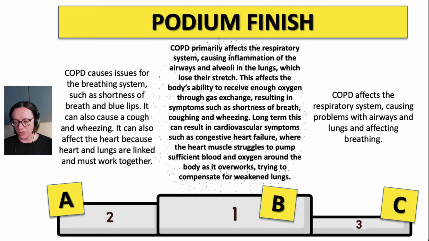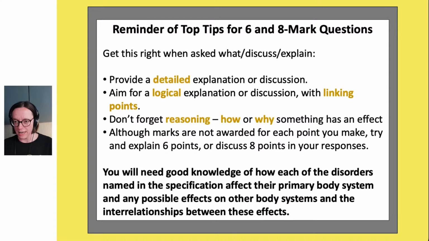And then again, student C in third place, because they talk about the respiratory system and how it affects airways, lungs and breathing, but there's no more detail than that. Okay guys, so just go back to our tips. Remember, when you are asked to assess or discuss or explain for 6 or 8 marks, you need to give a detailed explanation or discussion. It has to be a logical and coherent answer, not a list or a bullet pointed list. It needs to be like paragraphs that show explanation, discussion and the points linked to one another.